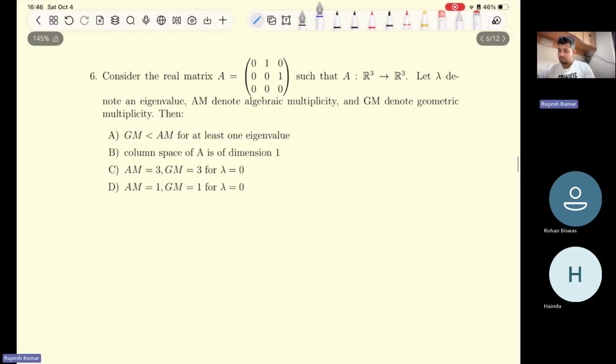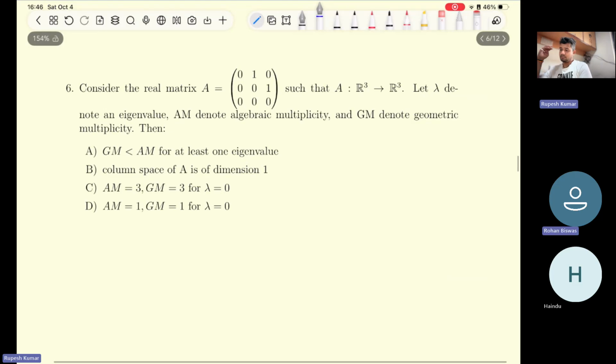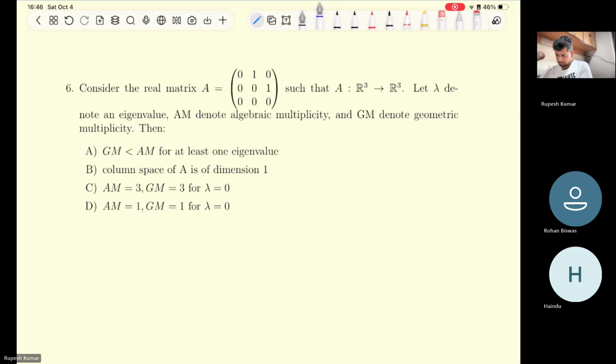Question number 6. Consider the real matrix A such that rank of A is 3. Let lambda be an eigenvalue. AM and GM are known, right? Anyone, can you give me the answer for this?